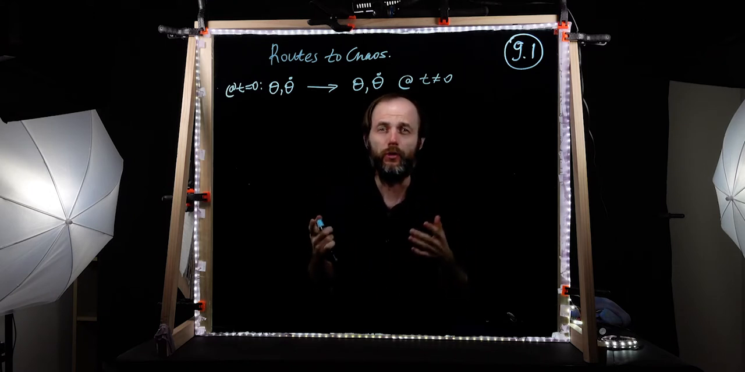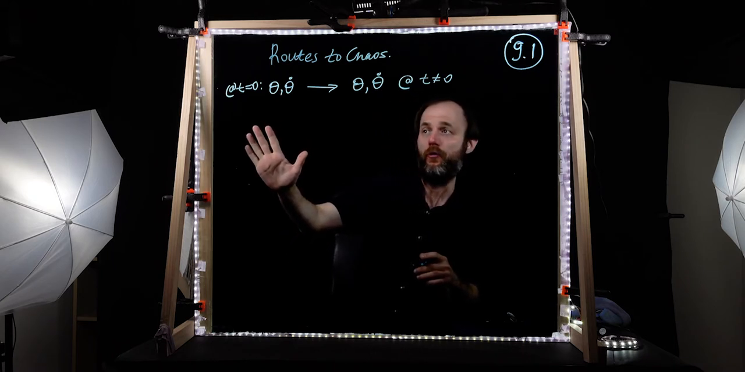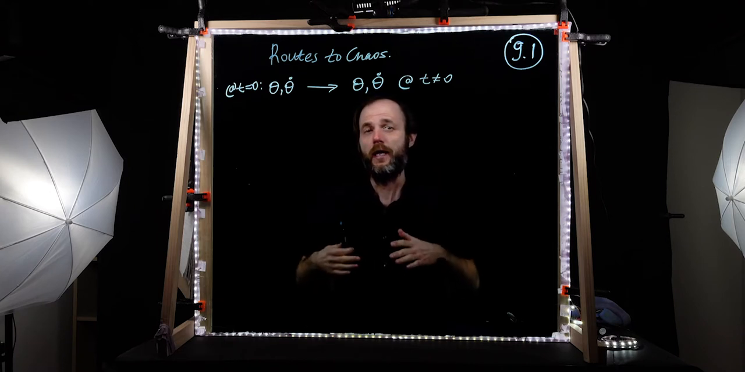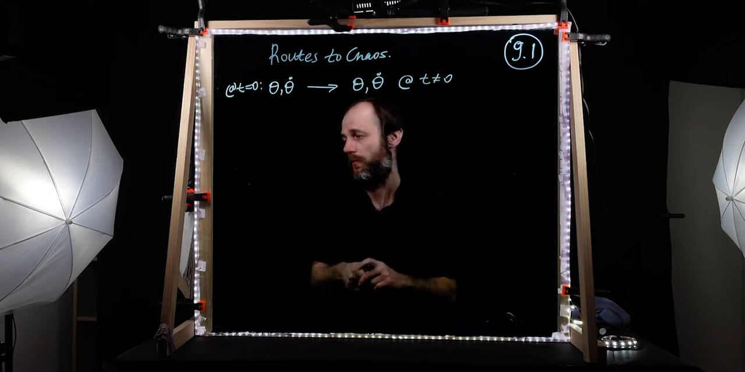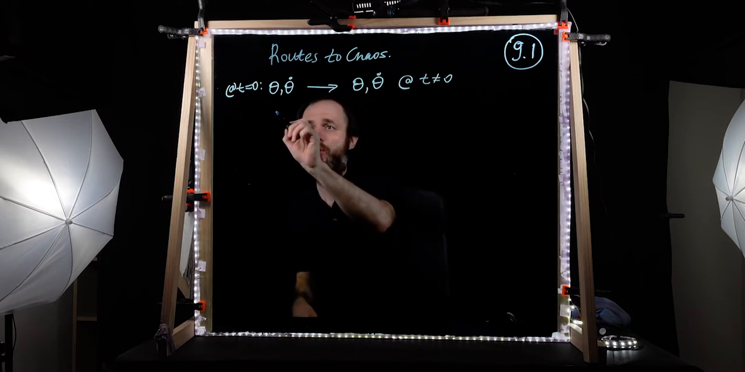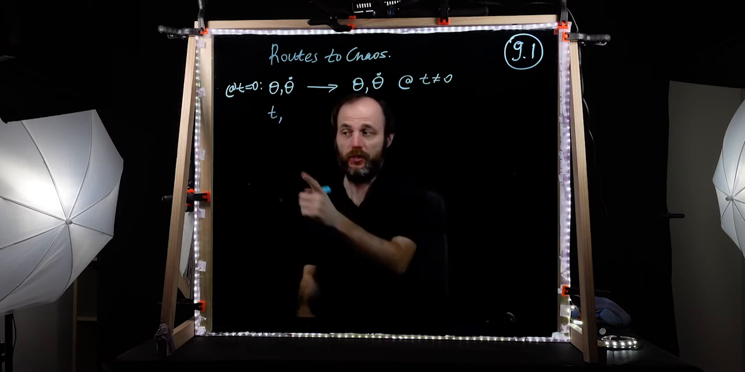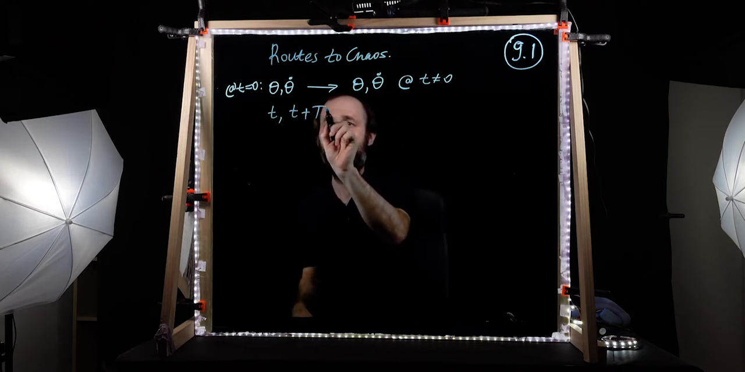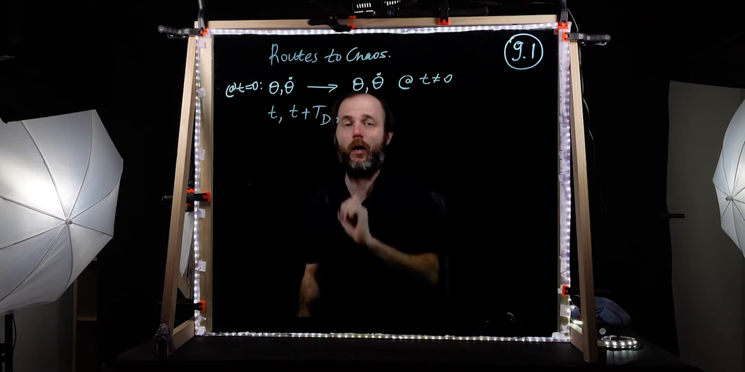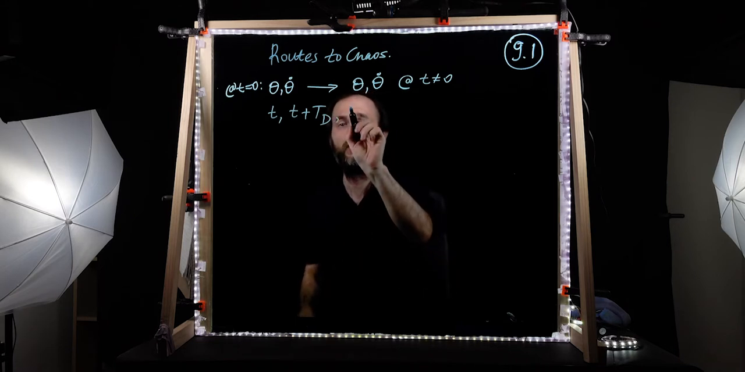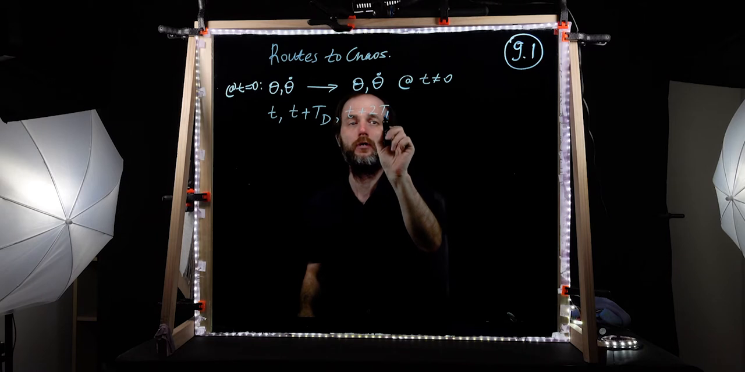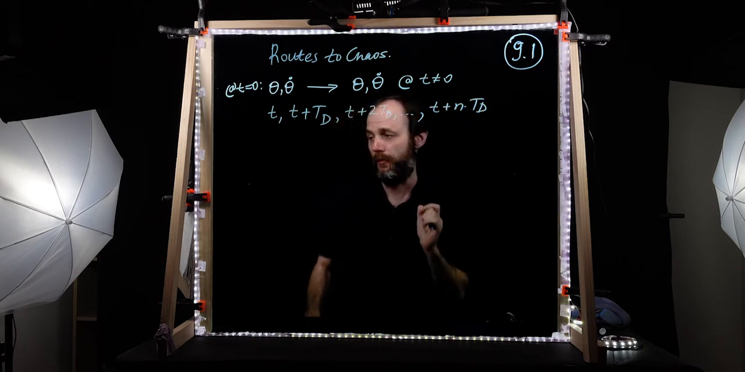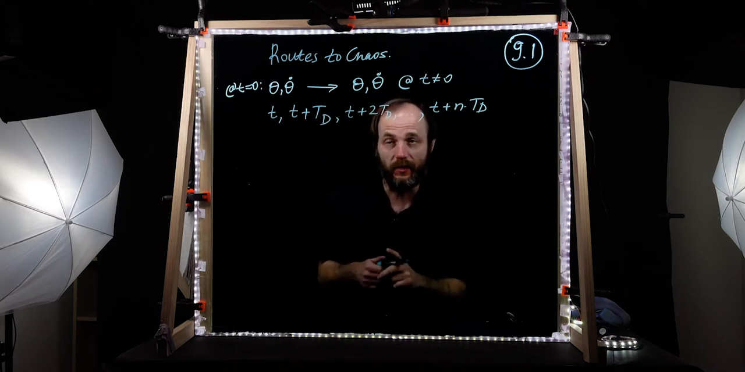But it is useful to consider the system not in this continuous remap mode, but rather in a discrete mode. So for instance, we could evaluate the system at time t, whatever time you picked, t plus a period of our driving force, t plus 2 periods, t plus n periods. And why is this interesting?